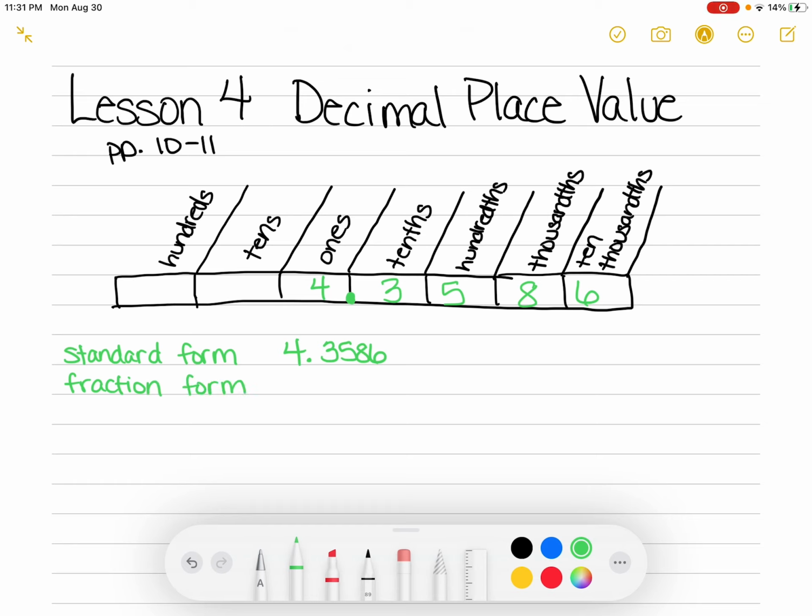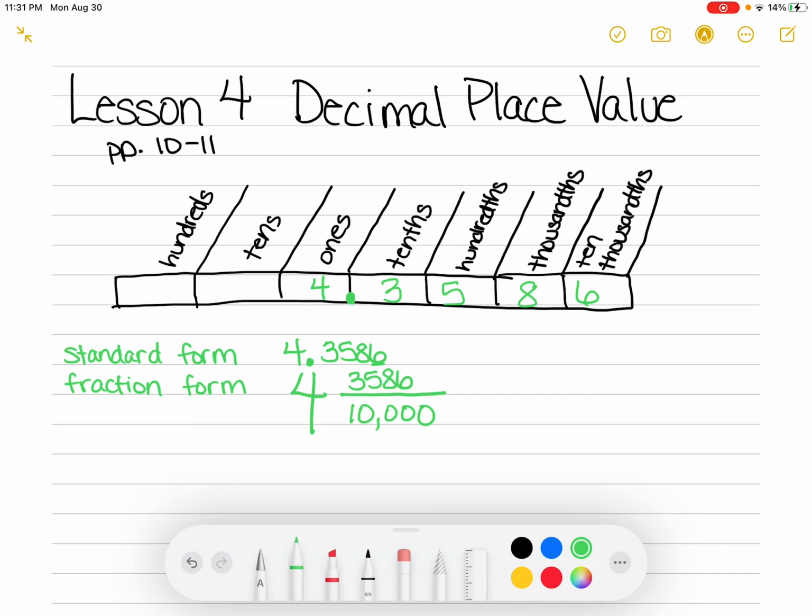So the fraction is very interesting here. How you're going to do the fraction is you're going to take this number, the 4, and that's going to be your big number. And then after the decimal point, so this number right here, we're going to put that on top of the fraction. And now the question is, what goes on the bottom of the fraction? Well, what goes on the bottom is whatever place your 6 is in. So my 6 is in the 10,000ths place. So that 10,000 is going to be at the bottom of this fraction, okay?